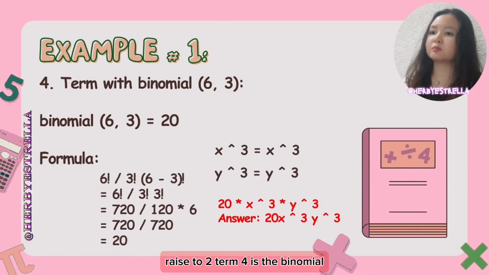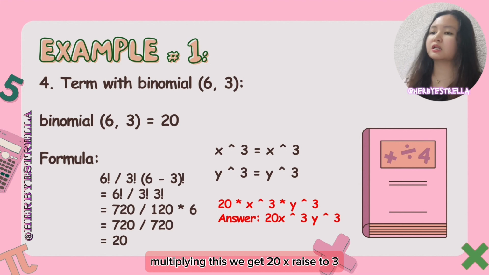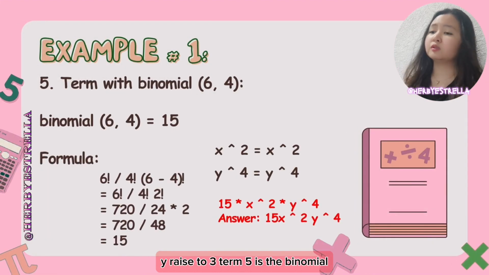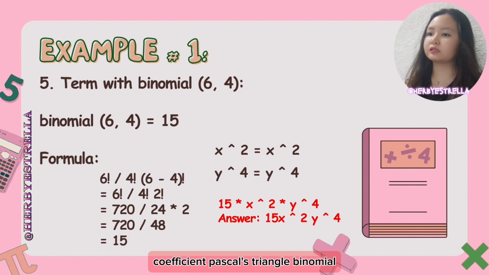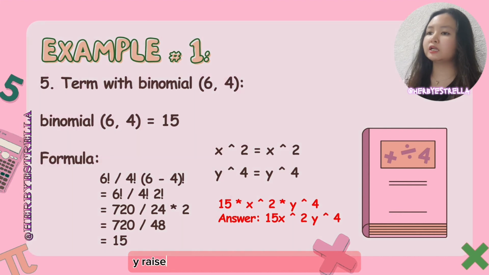Term 4 is, the binomial coefficient 6 choose 3 equals 20. The powers of x and y are 3 and 3 respectively. Multiplying this, we get 20x^3 y^3. Term 5 is, the binomial coefficient 6 choose 4 equals 15. The powers of x and y are 2 and 4 respectively. Multiplying this, we get 15x^2 y^4.